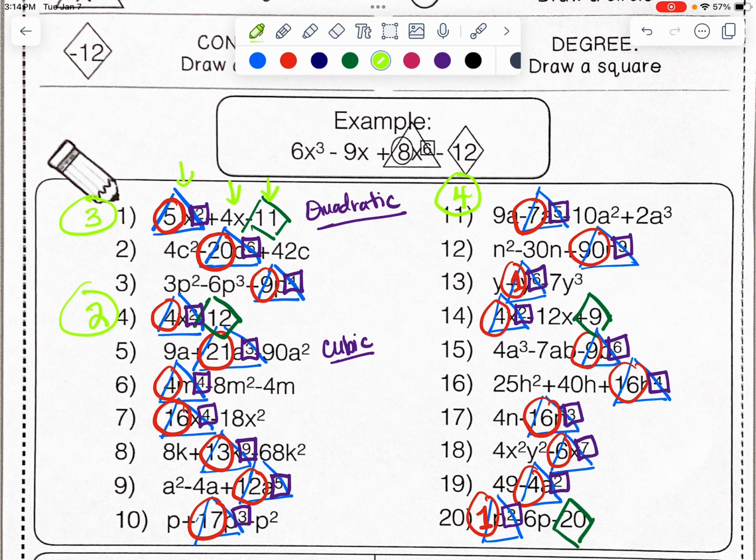And remember, those also have names. 3 terms is called a trinomial, and 2 terms is called a binomial. Anything more than that, like number 11, which has 4 terms, is just a polynomial. So just a little refresher on making sure we understand the terms: leading term, leading coefficient, degree, and constant. I hope that helps.